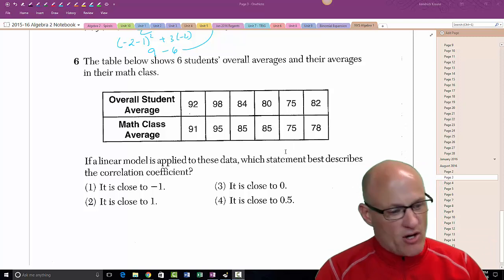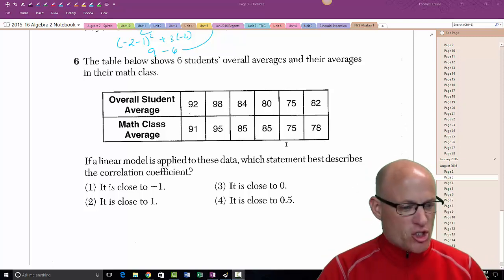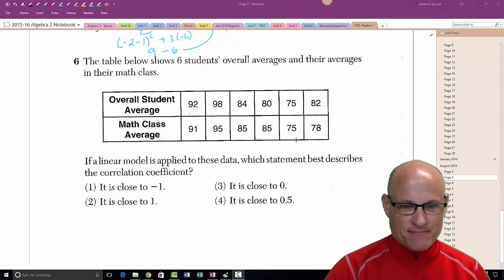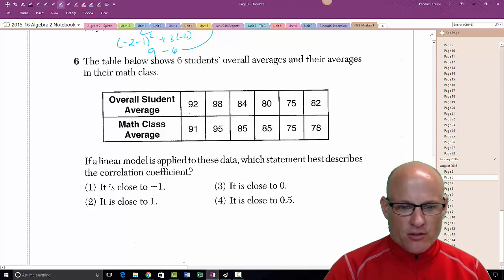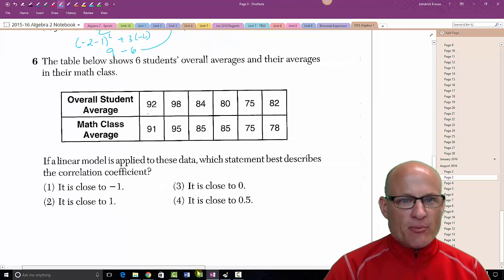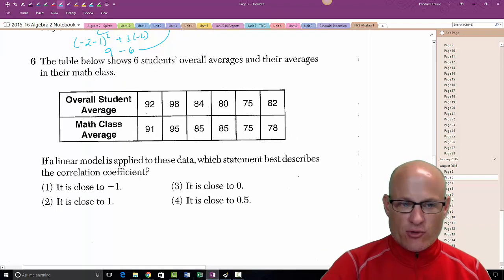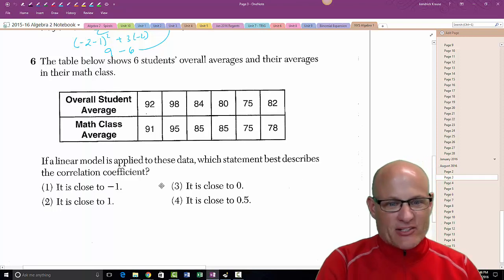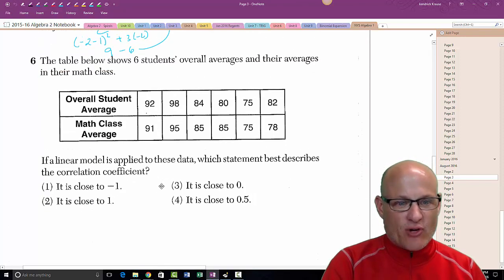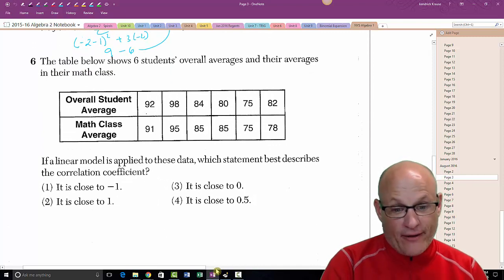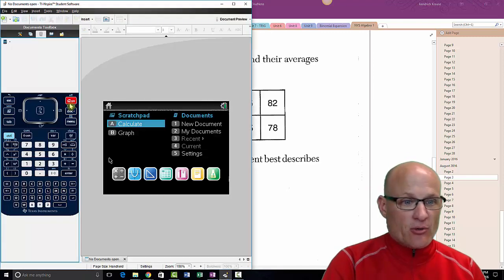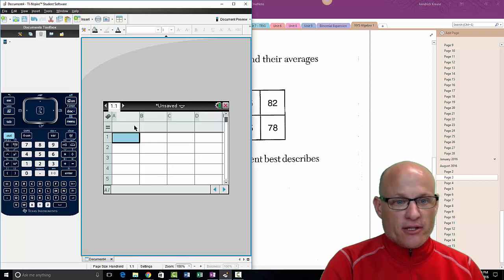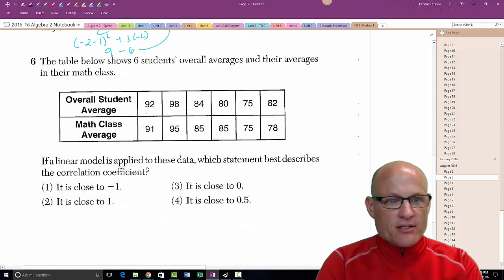All right, here we go again. We are on problem number 6. Let's see what we got. The table below shows the overall averages of the scores in math classes, the overall average. If a linear model is applied to this data, which statement best describes the correlation coefficient? I don't know. Let's go do it. So we'll go over here, and what do we got?